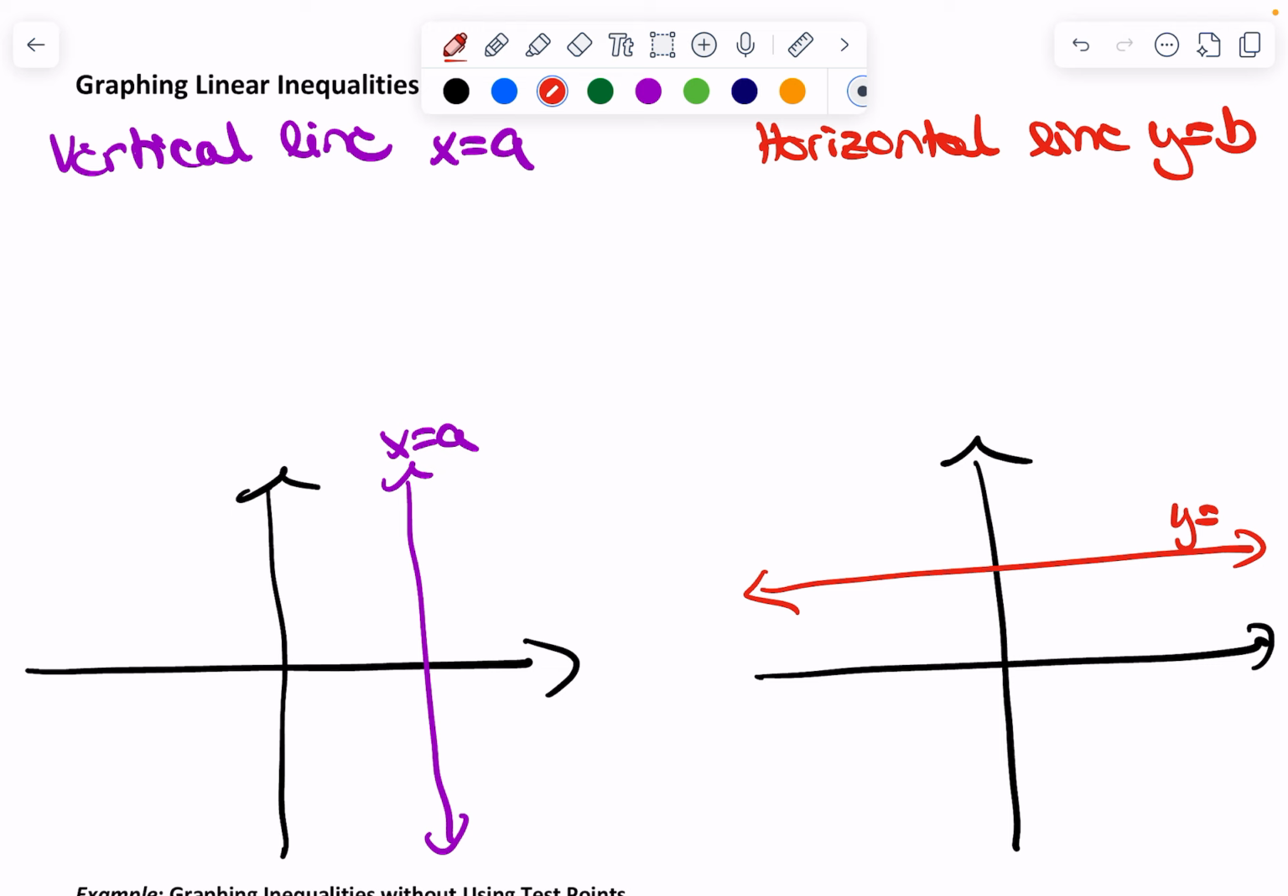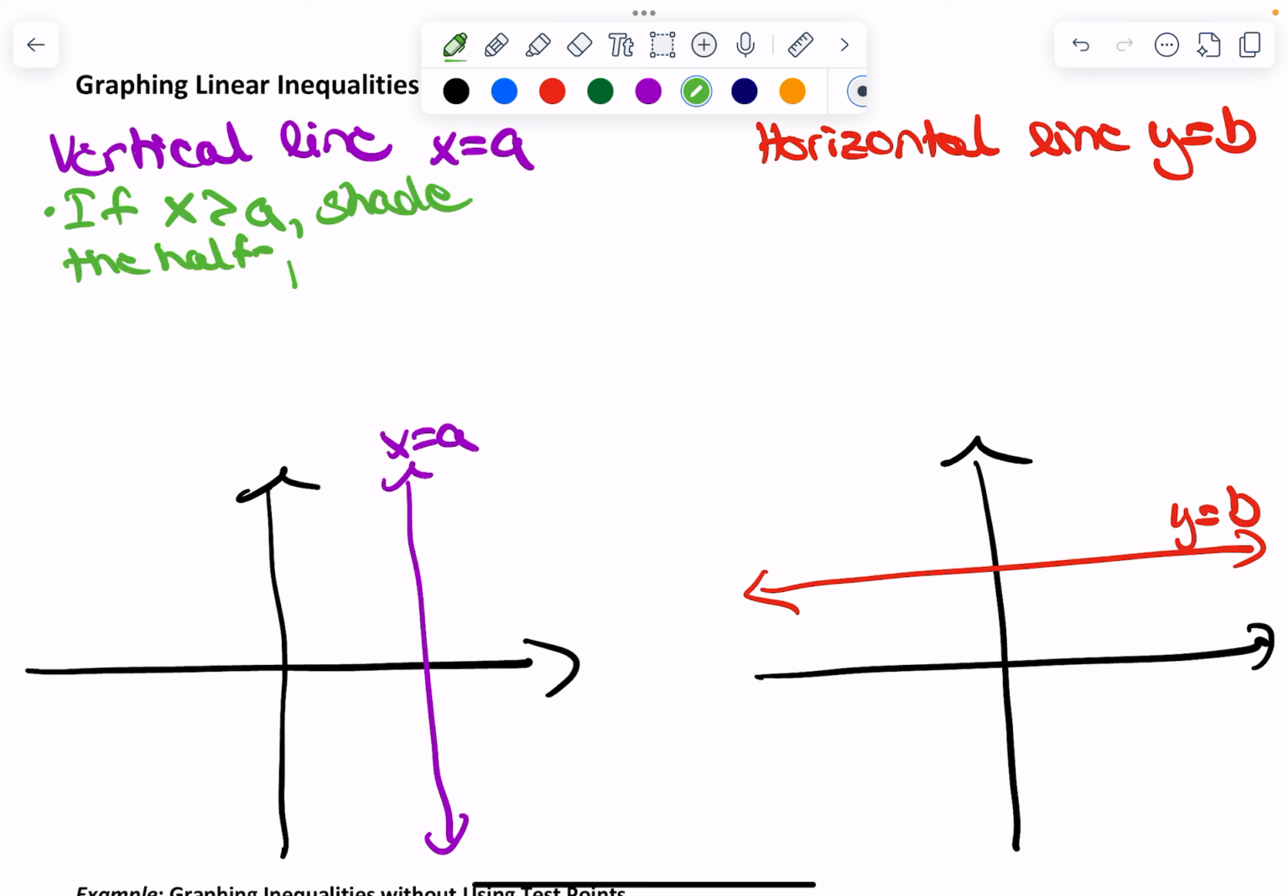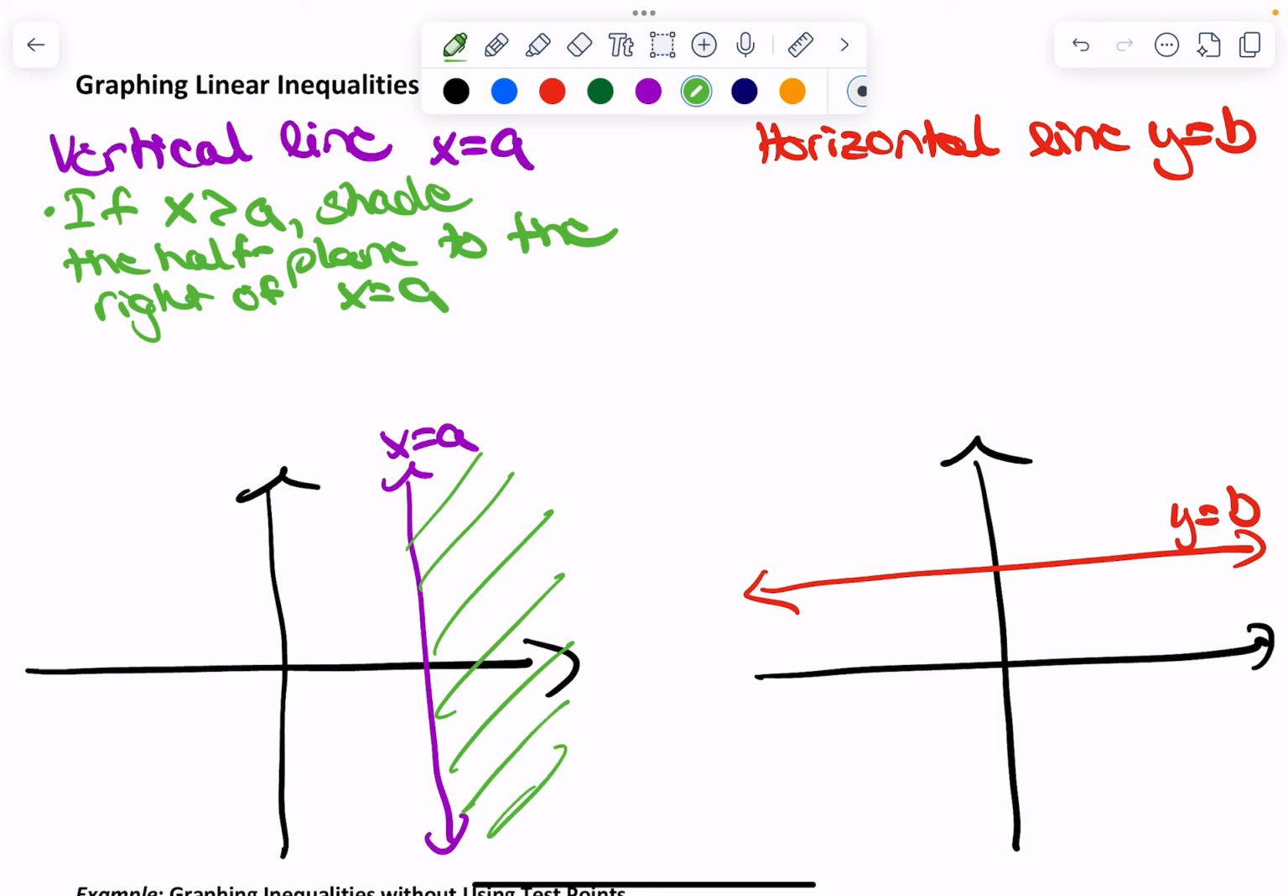So this is y equals b. Okay, so if x is greater than a, shade the half plane to the right of x equals a. So that means that we would be shading it over here. This is x is greater than a.